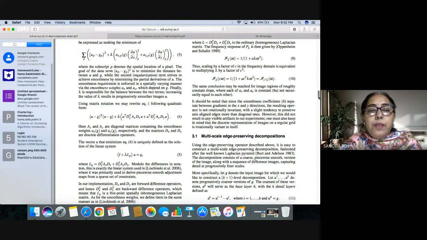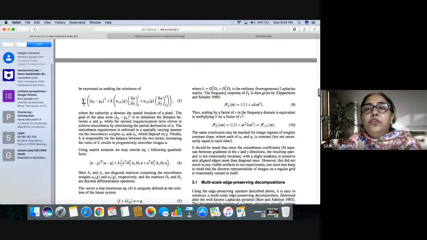In our experiment, dx and dy are forward difference operators and dxt and dyt are backward difference operators. So finally, L is equal to dxt dx plus dyt dy, the ordinary homogeneous Laplacian matrix. The frequency response of F lambda is given by Oppenheim and Schafer in their 1989 paper. We will also discuss this one.